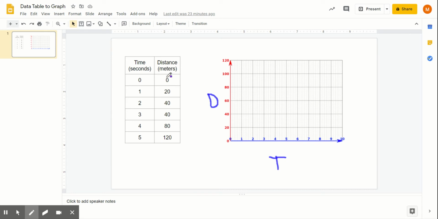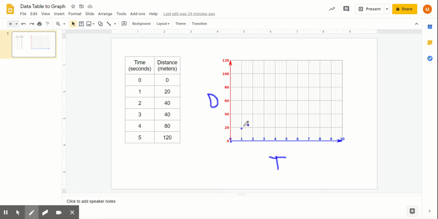Now this is just showing me that whatever object this is, it started right here at 0, 0, and then it went in motion. And after 1 second, it was 20 meters away from where it started. At 2 seconds, it was 40 meters away, and so on. So what I'll do is begin to plot these points over here on the graph. So I started at 0, 0, right there. At 1 second, it is 20 meters away. So I'll just come over to 1 second and I'll go up to 20. Here it is, 20 meters away.